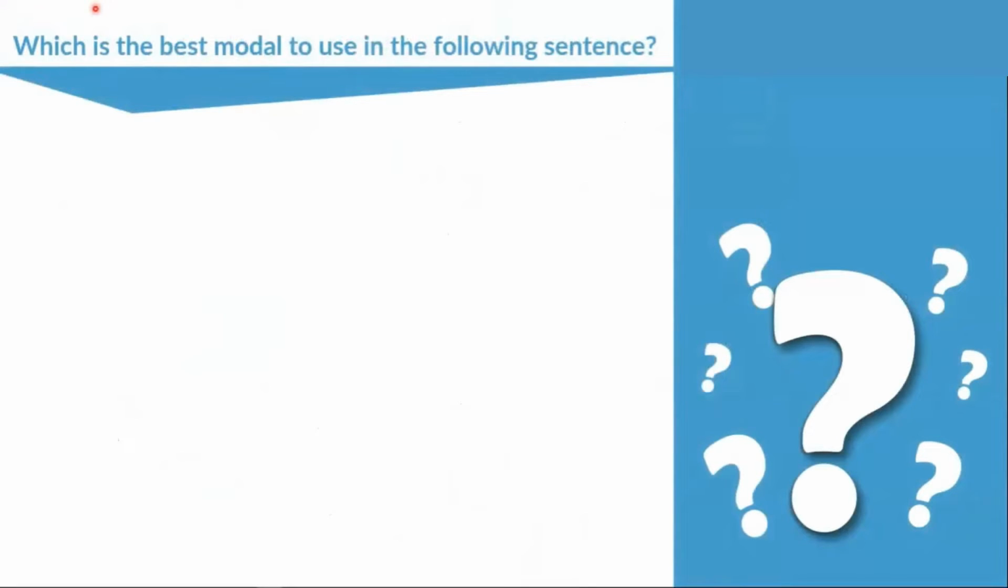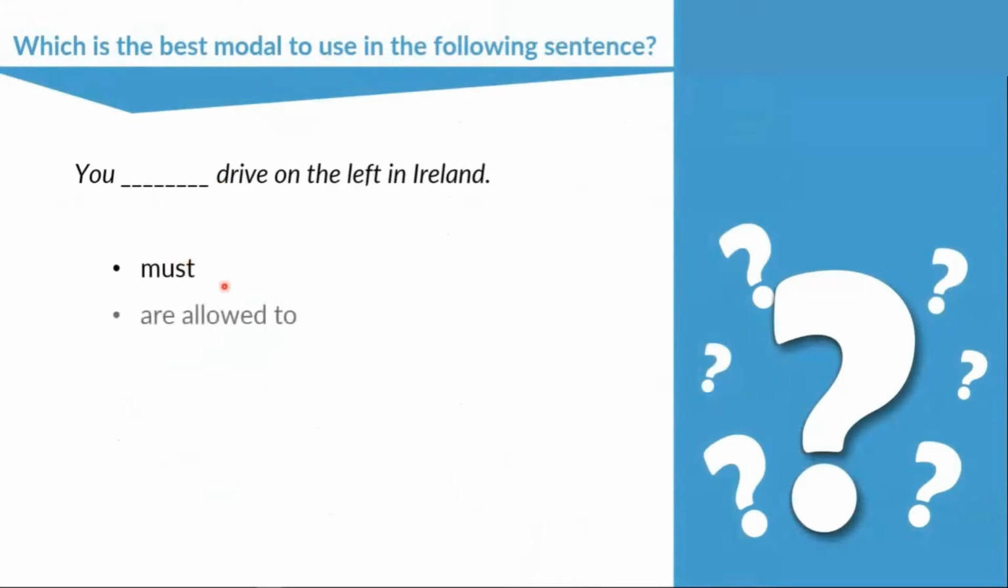So which is the best modal to use in the following sentence? You blank drive on the left in Ireland. Must, are allowed to, can, should, have to. So what do we think? So, which side of the road you drive on would be a law, okay? That's a law from the government or from your country.